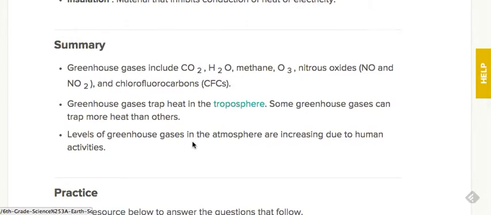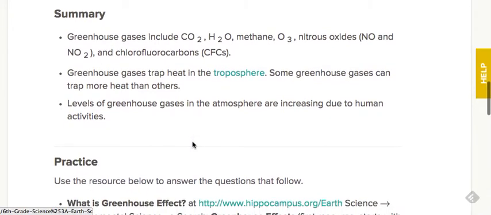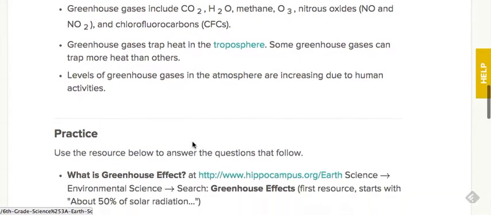Summary. Greenhouse gases include the following, and we've gone over that list. Greenhouse gases trap heat in the troposphere. Some greenhouse gases can trap more heat than others. And levels of greenhouse gases in the atmosphere are increasing due to human activities.